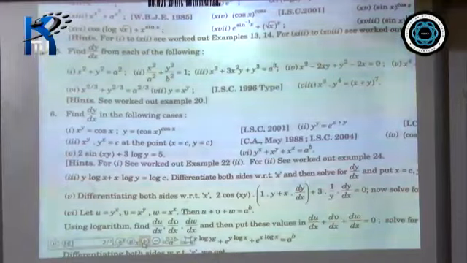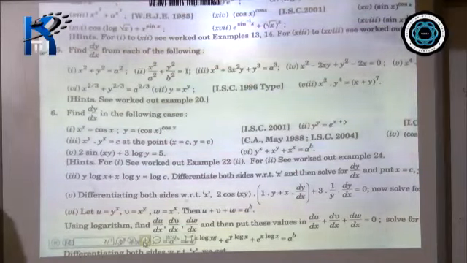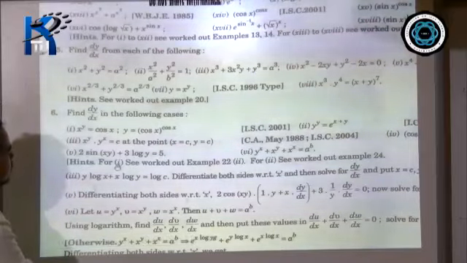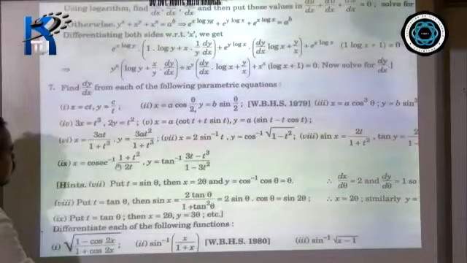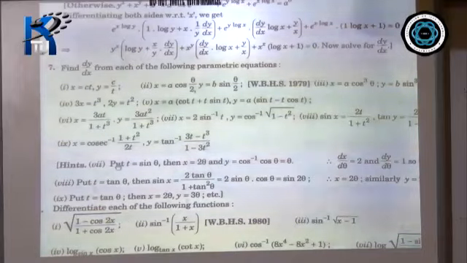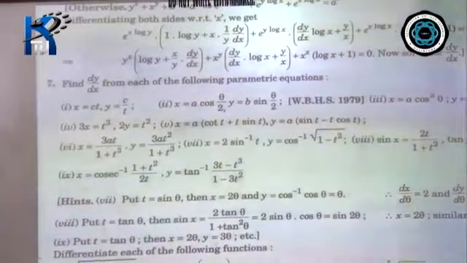So with this concept, I hope you can easily do question number 5 all and question number 6 also all. Hints are given, you just have a look. Question number 5 and 6 can be done. Now let us move to question number 7. This is a parametric equation.